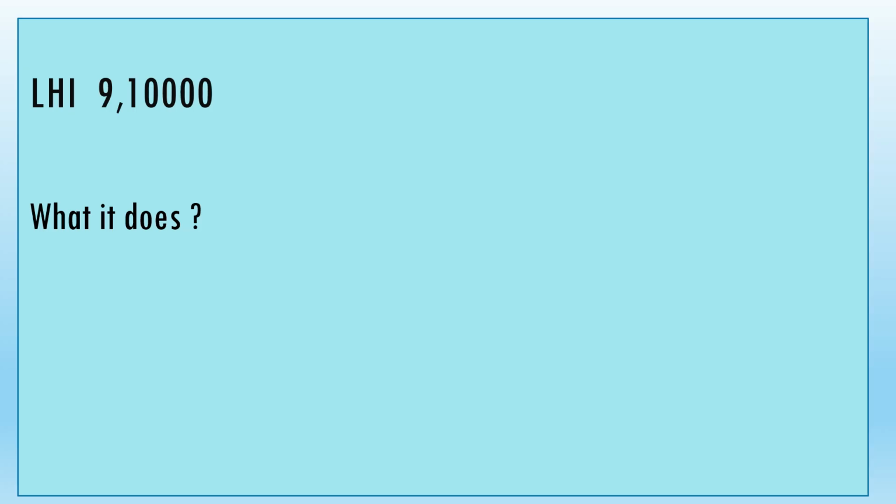Let us say instead of LHI 9 10,000, you have done 9 40,000. What will happen? It will give an error because it will go only up to 32,767. You have seen this before. It has a limit. So the moment you say 40,000, this instruction will not get executed. It will give an error. Right now we are saying LHI 9 10,000, so it is very much within the limit, and it is getting executed.